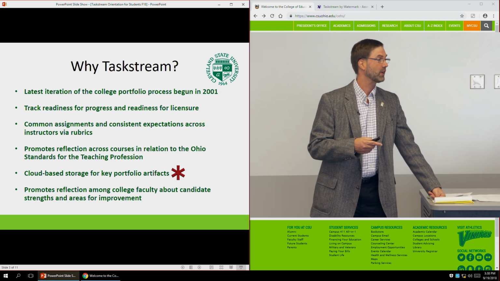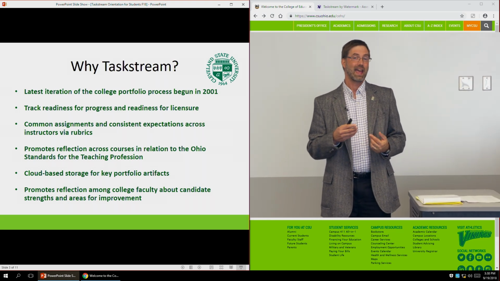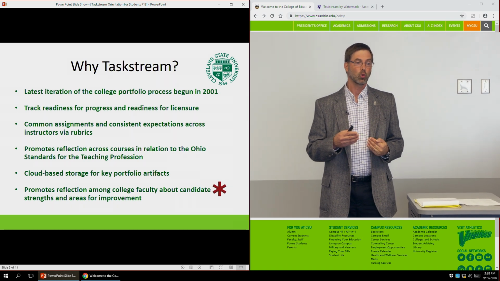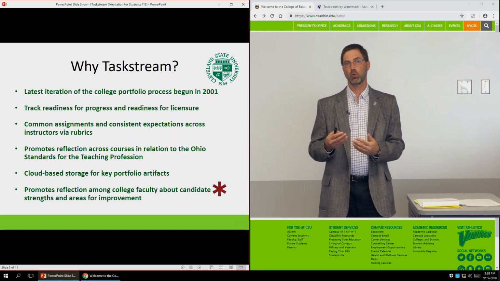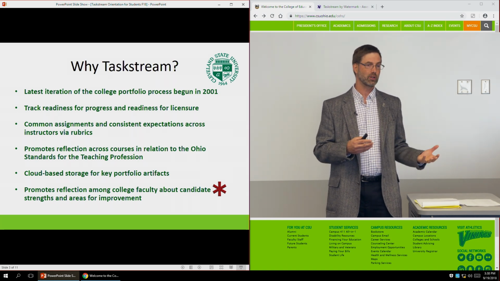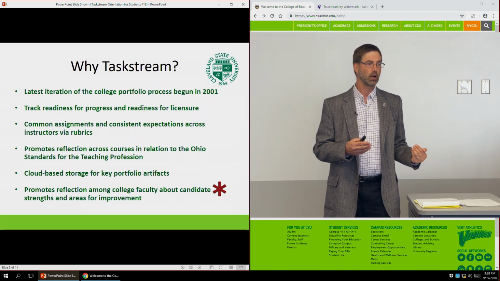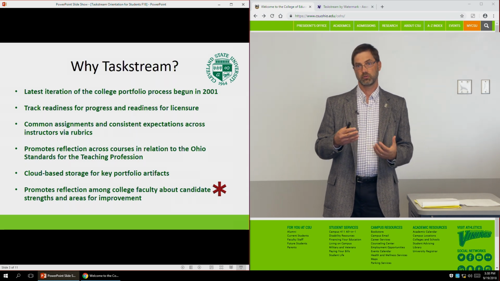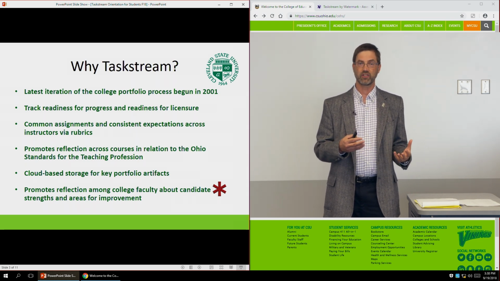So it's a kind of a safety mechanism for all the portfolios, for all the candidates to have storage for their portfolio artifacts. And then the last thing is that as a college faculty, we want to model what we expect of you as a teacher candidate. So we expect that you're going to be using student data to reflect on your own teaching performance and your own success as a teacher.